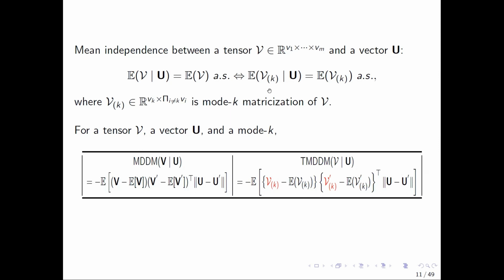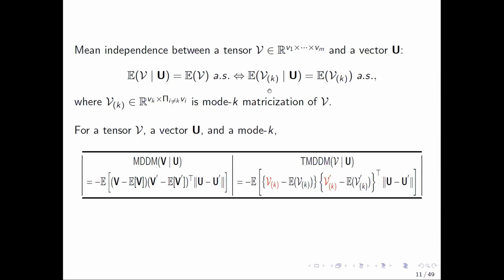And this mode K matricization is basically transforming my tensor into a matrix form. So I'm just rearranging the elements and making it into a matrix form. And along this process, I want to mention that I'm not removing any of the elements of a tensor, but just rearranging them. Then by focusing on this fact, we slightly modified the metric MDDM.